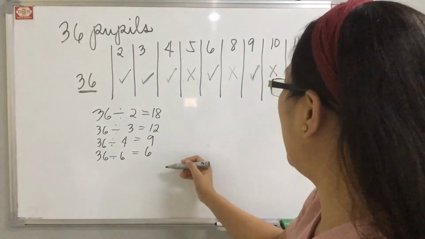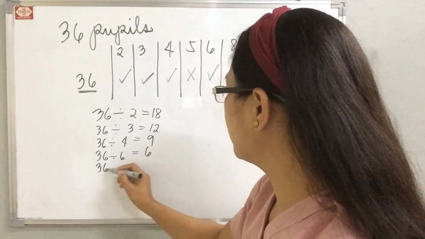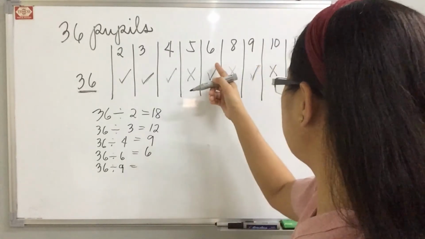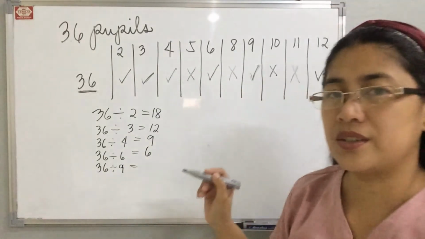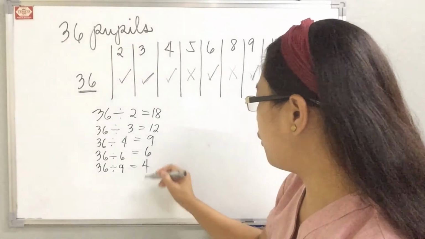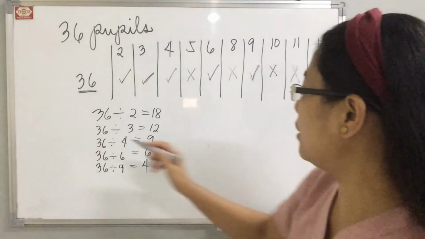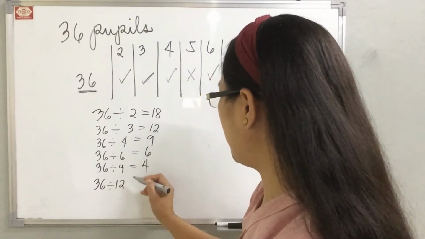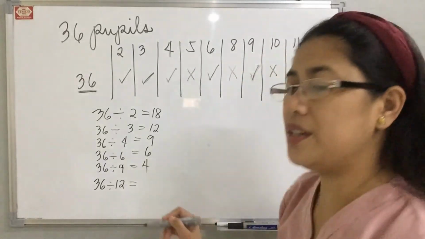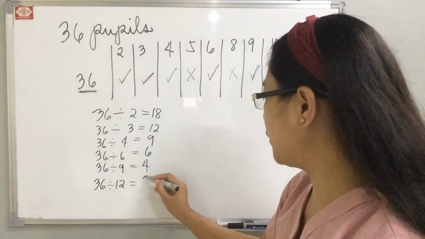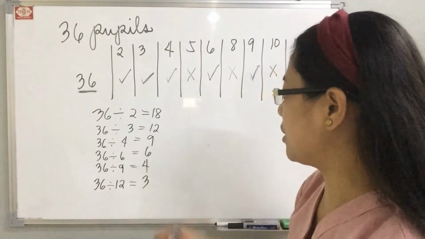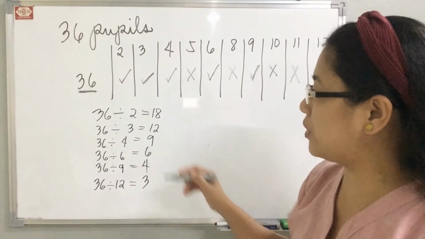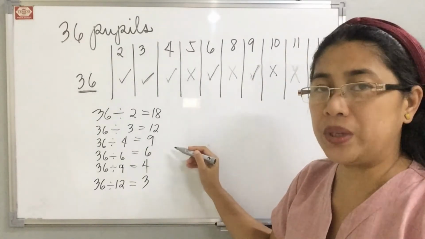Okay. How about 36 divided by 9? After 6, we have 9. What's the answer? We have 4. And the last one, 36 divided by 12. What's the answer? We have 3. Okay, so 1, 2, 3, 4, 5, 6. We now have the 6 ways.